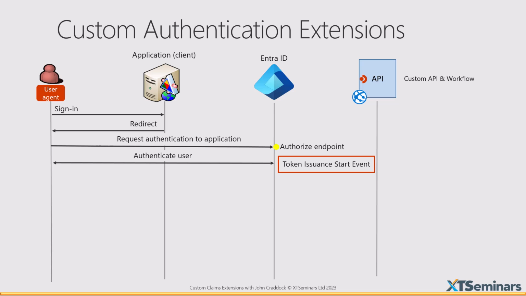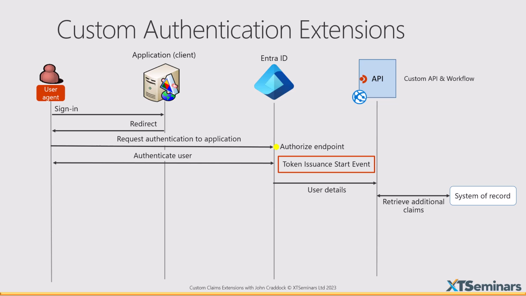Here we now call out, or Entra ID calls out to an API. That API can do whatever it needs to do. So it could go to any system of record, retrieve additional claims about the user. Well, when Entra ID calls the API, it sends the user details. That's the user who's just signed in.